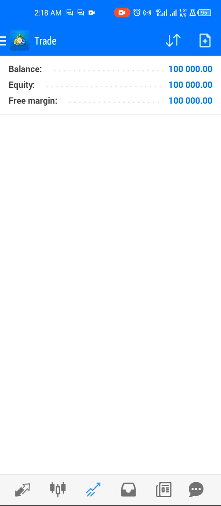So if I have 100,000 now, and then I'm in a profit of 1,000, my equity will be 101,000. But if I'm in a loss of 1,000, my equity will be 99,000. So it will show you what your account balance will be if you close your running trades. Your balance will not change until you close your running trades. That's how it works.